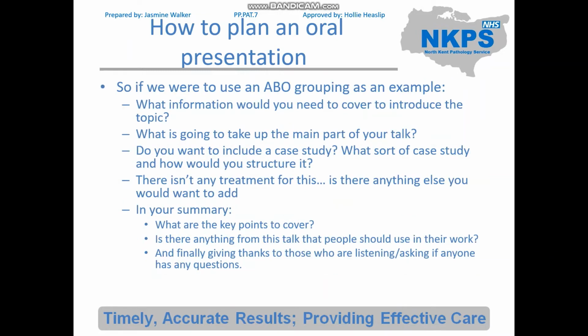So, if we were to use ABO blood grouping as an example, the first things I would have a look at is what information I want to cover to introduce this topic. So, do I need to go through what an antigen is, what an antibody is, what the blood groups are, how in depth am I going to talk about this topic, and who am I presenting it to?